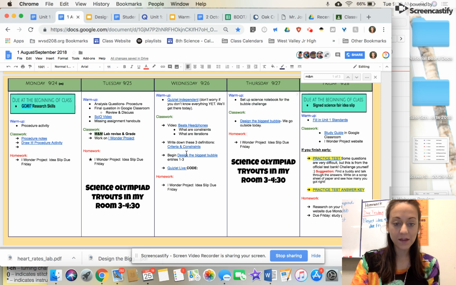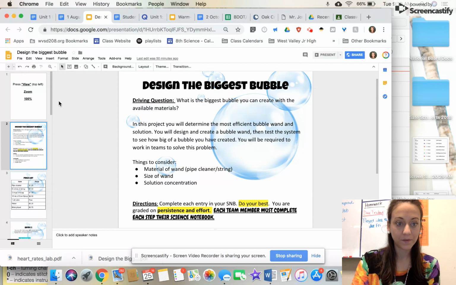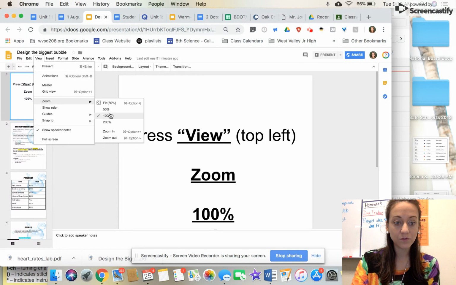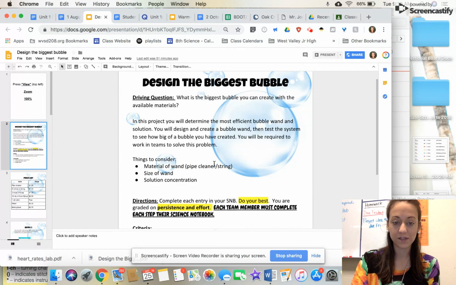Okay, design the biggest bubble, Wednesday the 26th. How do you have it open? Okay, so at first you're going to get this screen. You need to adjust the settings so that you'll be able to read all the small words on the slide. So you go to View, Zoom, 100. I have already done it. And now you should be able to see all the words.